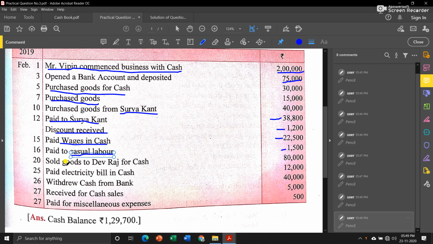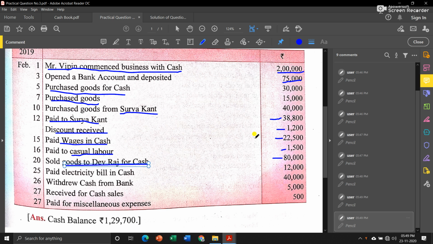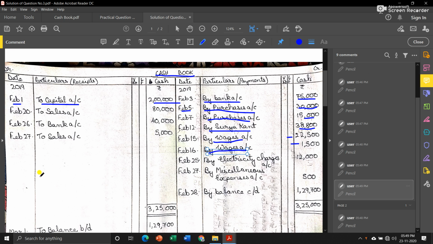The next is sold goods to Devraj for cash. Since they have clearly mentioned that this is sales and it is a cash transaction, that means we have received cash of rupees 80,000. So what we will do is that we will record it in debit side by writing to sales account rupees 80,000.